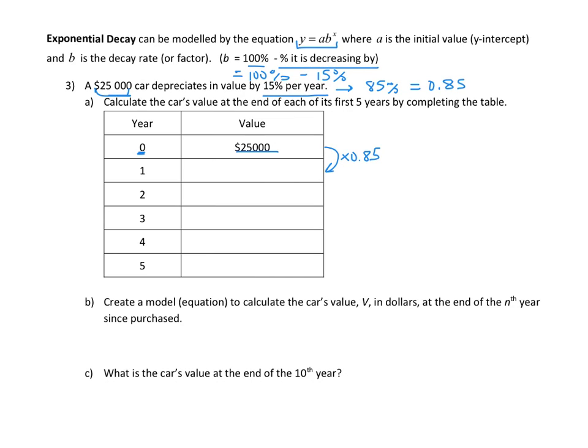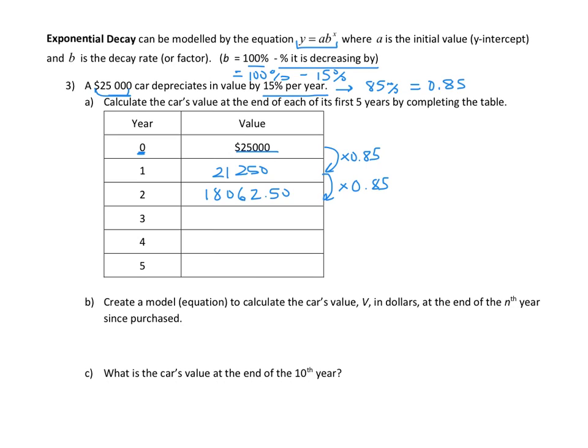And I get $21,250 there. Now, that value decreases by 15%, so we're going to take that new amount and times it by 0.85. We're not subtracting the same amount every time. That would make it linear. We're going to have $18,062.50 as the value at the end of the second year.